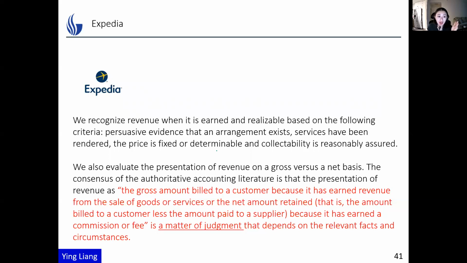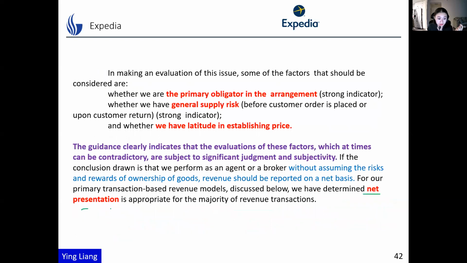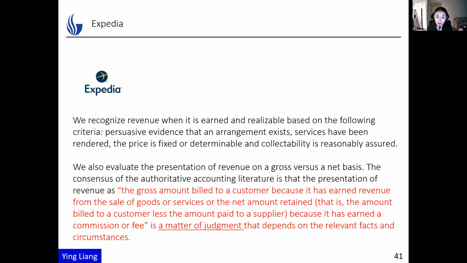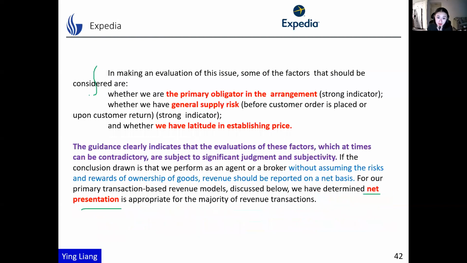Not really. Expedia, Priceline's competitor, turns out they are using net presentation for all its business. Here is just what they say in the revenue recognition section in the 10-K. They tell you about gross and net, and it's a matter of judgment. And according to Expedia's judgment, these are the factors that they weigh, and they decide to use net presentation. Well, they won't tell you that this is about hiding information.